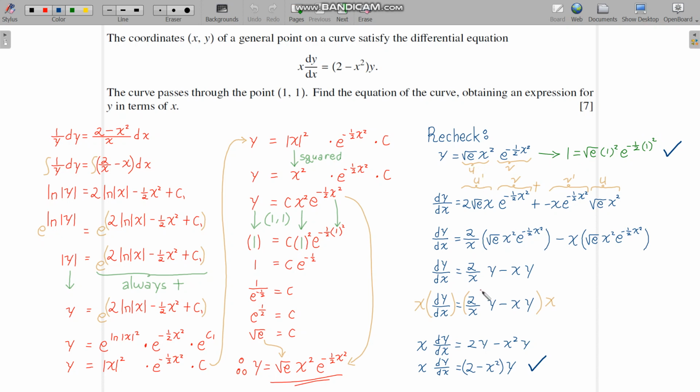Now if you want to check the differentiation, we have to use the product rule. Let's say this is u, this is v, u prime v plus v prime u. We get this, and this is 2 over x times, so here we pull out this y, which is the expression x squared e to the power of minus 1/2 x squared.